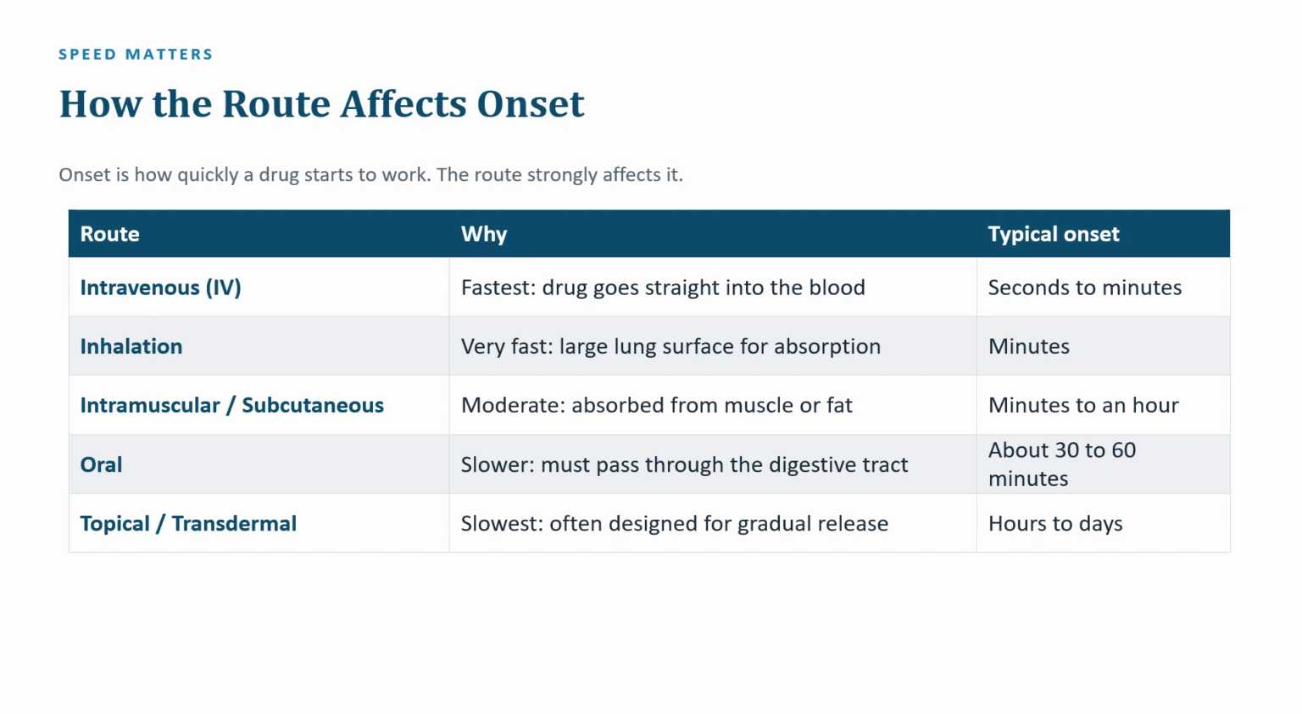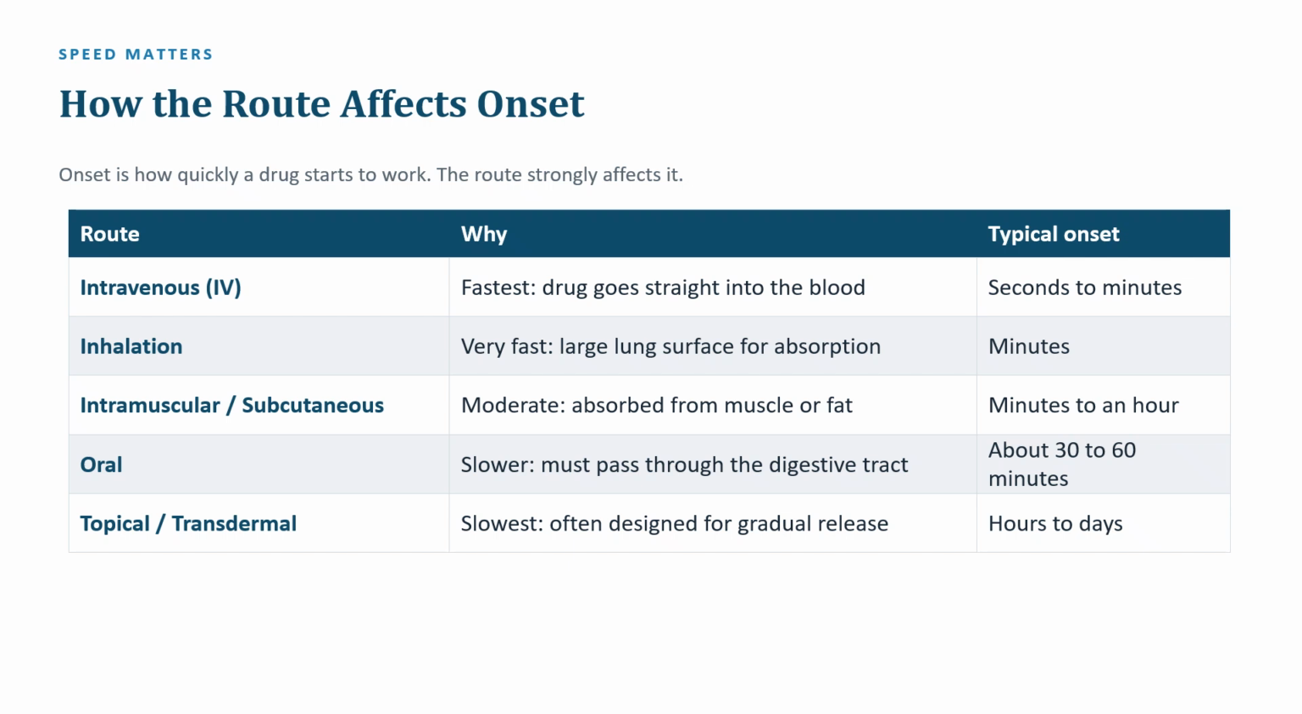Not all routes work at the same speed, and understanding this helps you set patient expectations and recognize how urgent a medication is. Onset simply means how quickly a drug starts to work, and the route has a powerful effect on it. Look at this table, arranged from fastest at the top to slowest at the bottom. Intravenous is the fastest of all because the drug is placed directly into the bloodstream and skips absorption entirely. Onset can be seconds to minutes, which is why the IV route is used in emergencies.